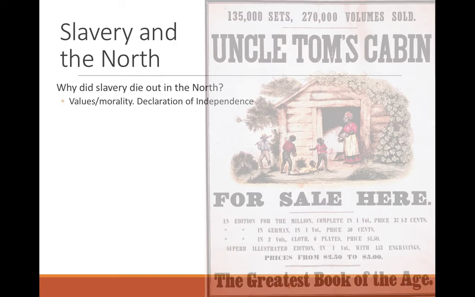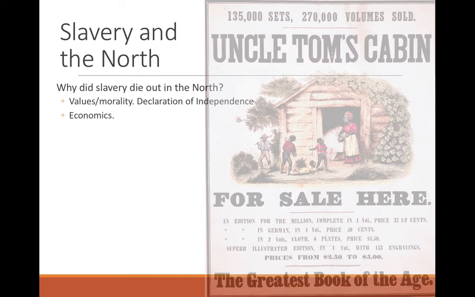For example, New York had a very vibrant slave trade going on, especially in New York City, for many years after the Declaration of Independence. The more important reason why slavery died out in the North is economics.